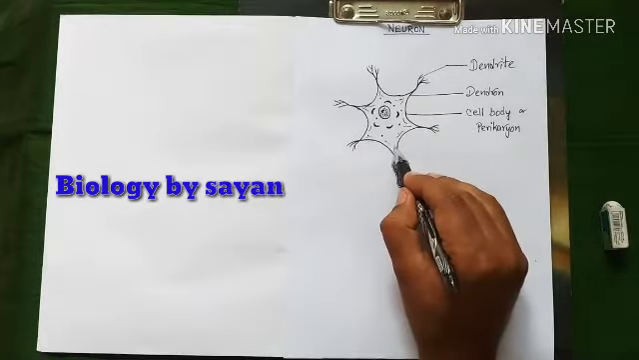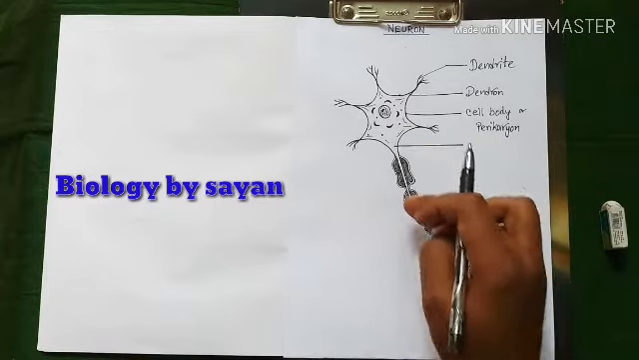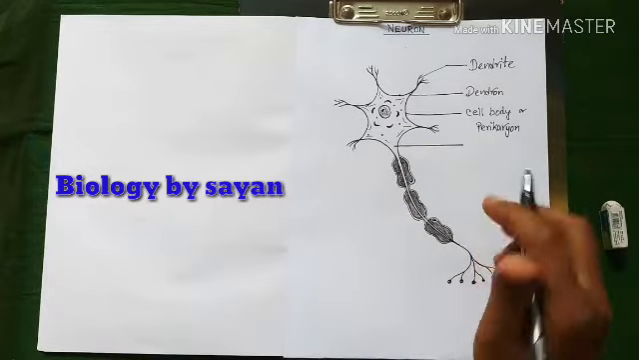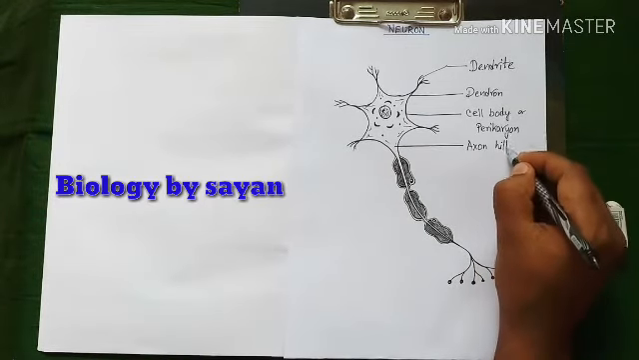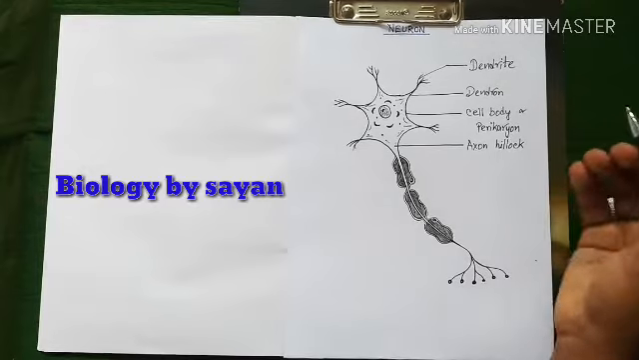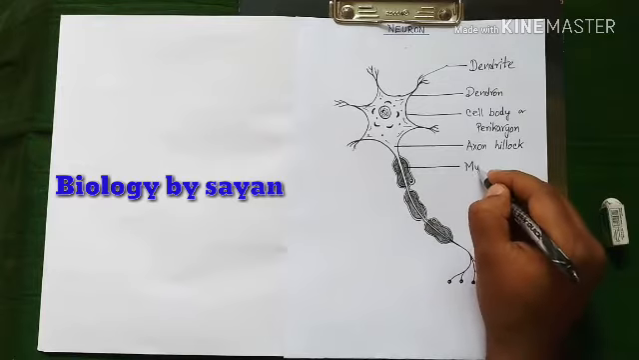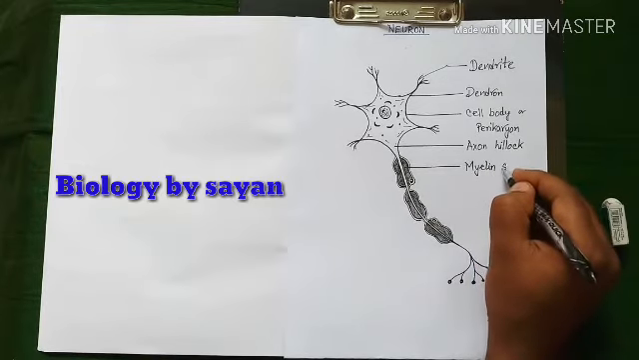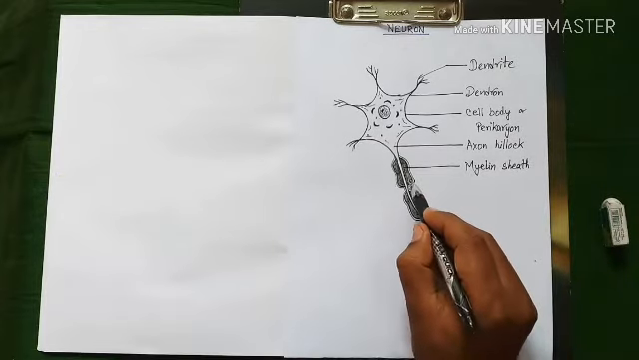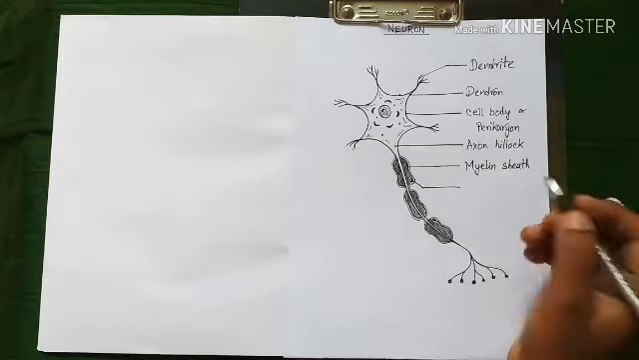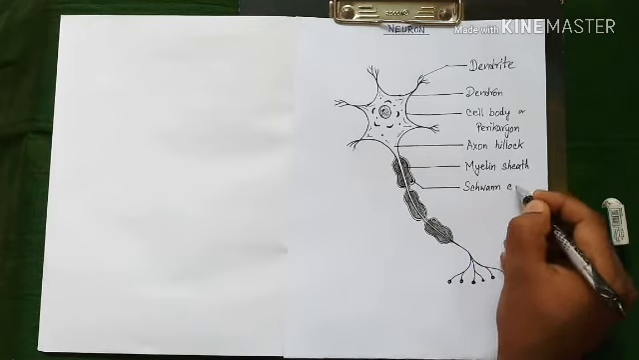Then we have to point out this region, the swollen neck region, from where the axon or tail-like portion has extended. This swollen neck-like region is known as axon hillock. Then this is the myelin sheath. This swollen cell-like protrusion is known as Schwann cell.